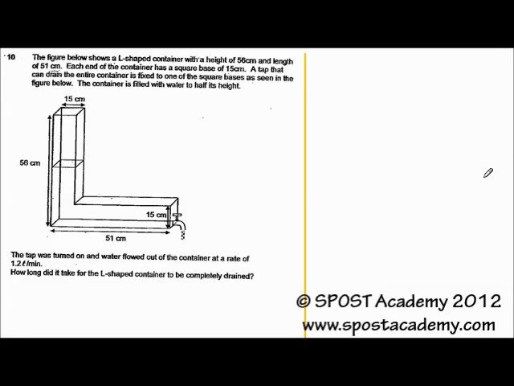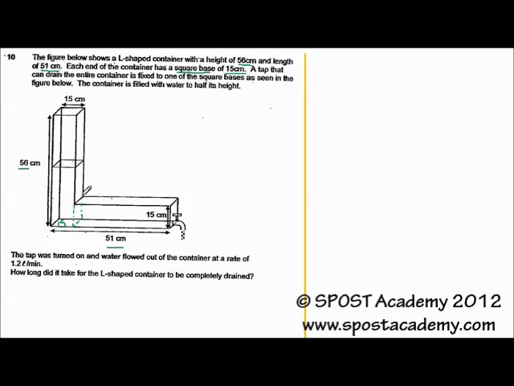So we know that it has a height of 56 cm as shown here and length of 51 cm that is shown here. Each end of the container has a square base of 15 cm. So this is the square base and square base. So if we were to draw this down, this will also be 15. So let's say we cut this off.